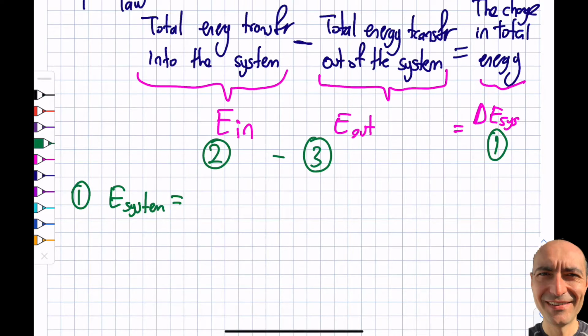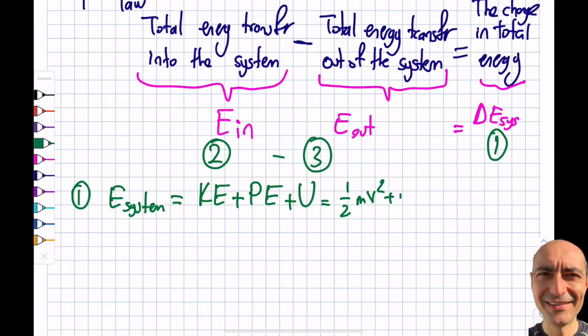I had discussed that if this is a simple compressible system, then I'm going to have the kinetic energy, the potential energy, as well as the internal energy. These two are the macroscopic forms of energy, and this is a microscopic form of energy. And this will be 1/2 mv squared plus mgz plus m times the specific internal energy.